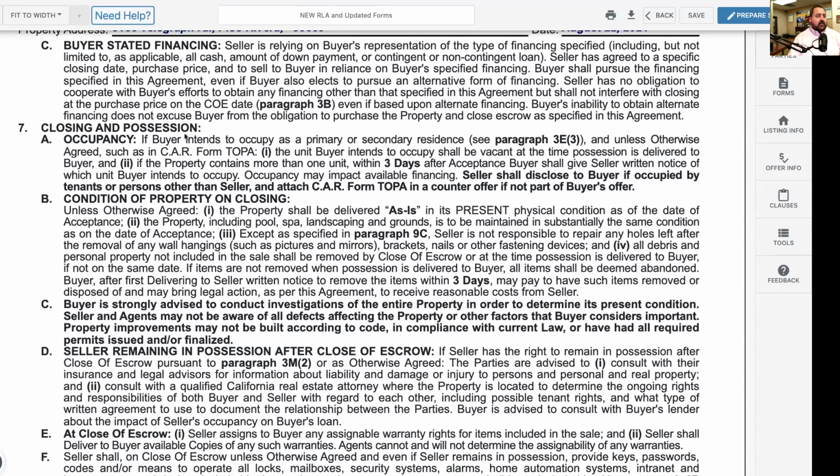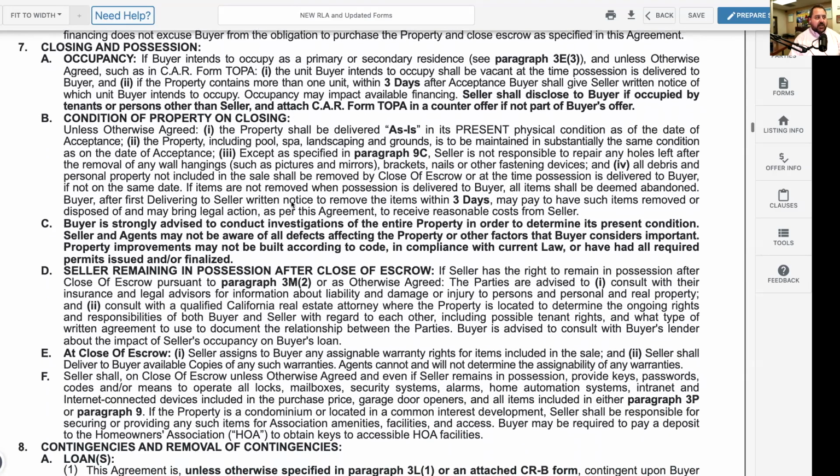Here are the descriptions and more detail about closing and occupancy, the condition of the property at closing. This is always one I like to mention to you guys. As is is already in the RPA, so a counter offer of property to be delivered as is is not necessary. One of the issues I have with listing agents is they don't like to counter things that they should, but they love to counter things that they don't need to, right?